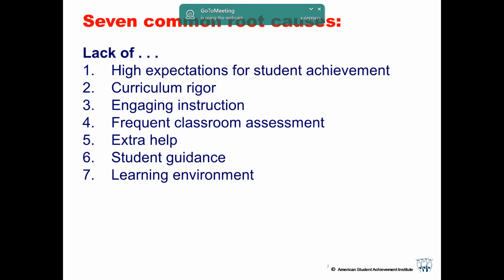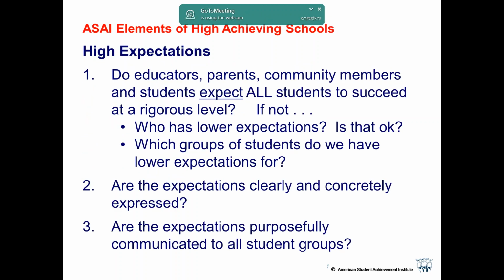From our observation over 20 years of doing this, and also from literature research, we find that the common areas that schools have problems with is that there's a lack of high expectations for student achievement, there's a lack of curriculum rigor, lack of engaging instruction, lack of frequent classroom assessment, extra help, student guidance, or there's a lack of a learning environment. So let's look at each of those very quickly.